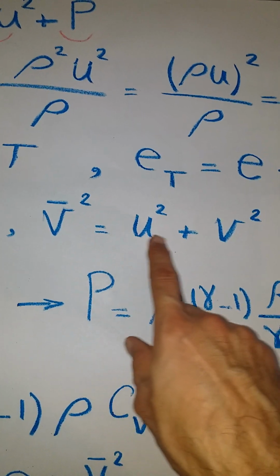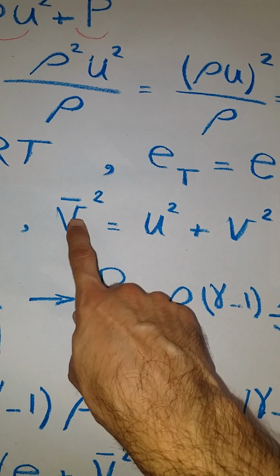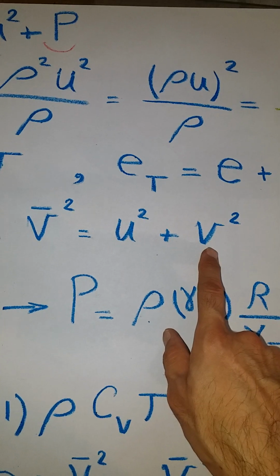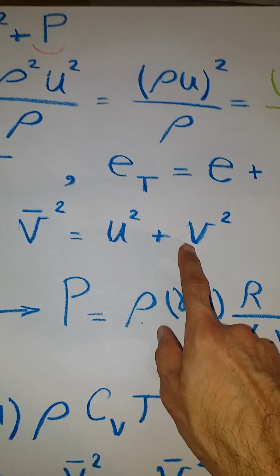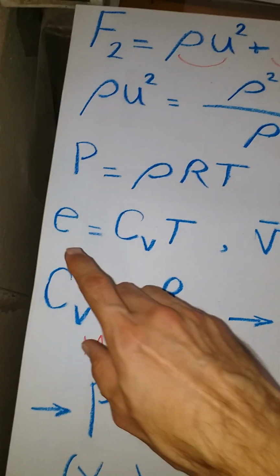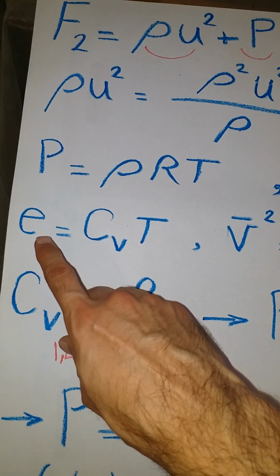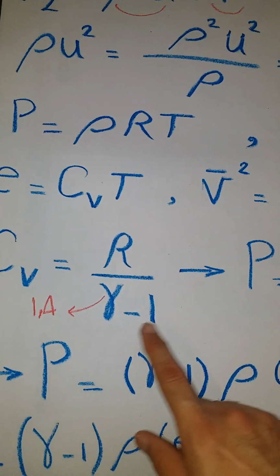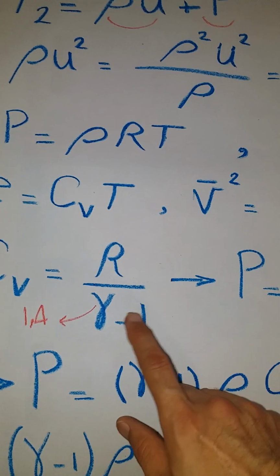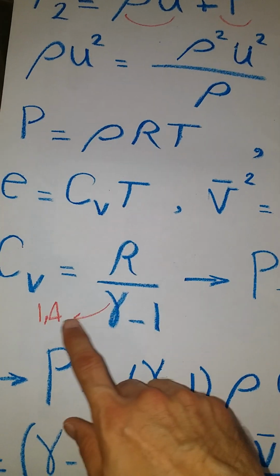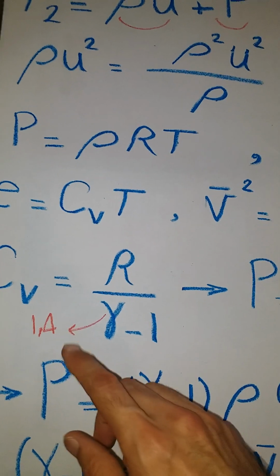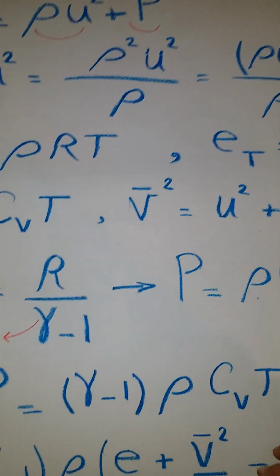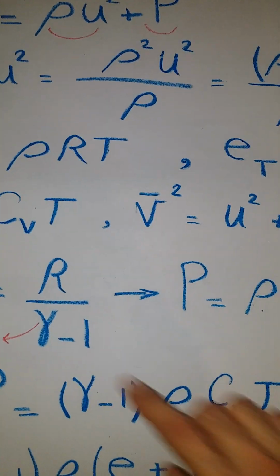from mathematical relations, you can relate V squared to the velocity components here, u squared plus v squared. Okay. Again, from thermodynamics, we know that E, internal energy of a fluid element, is CVT, and for the CV, we have R over gamma minus 1. Gamma for air is 1.4. However, here we do not need the numerical value. It's just a constant. I want you to know that.